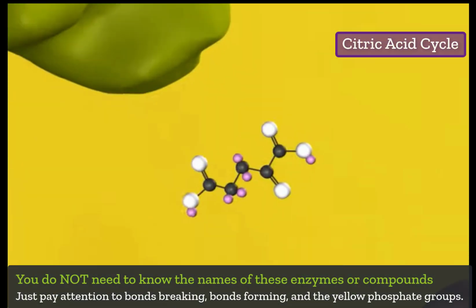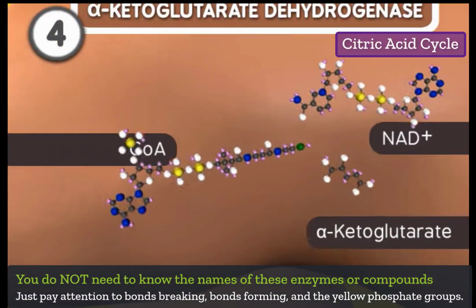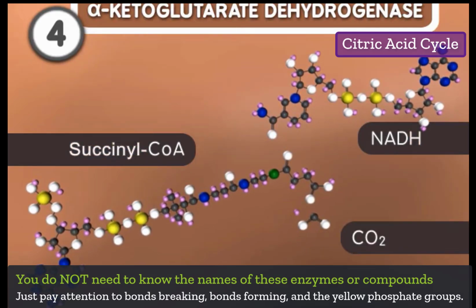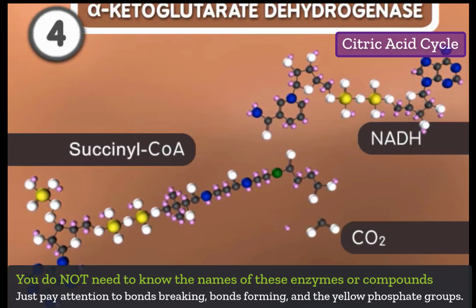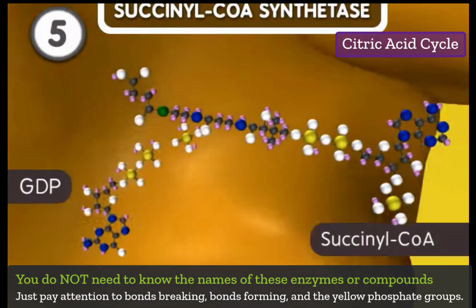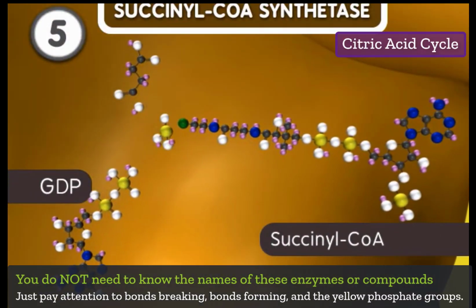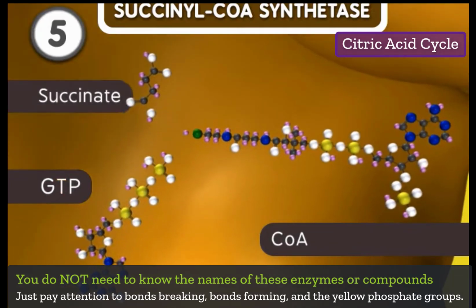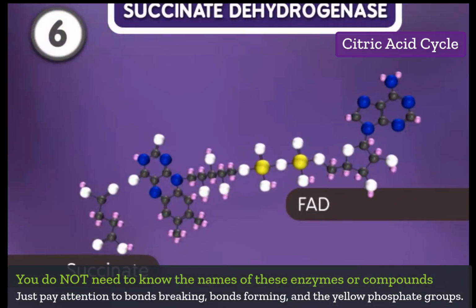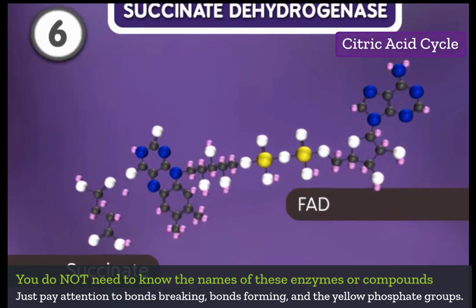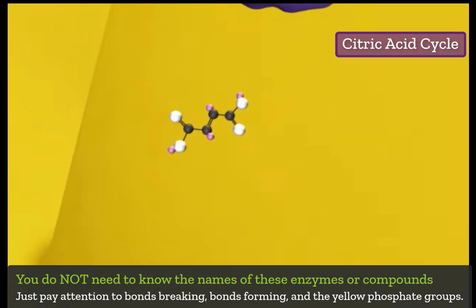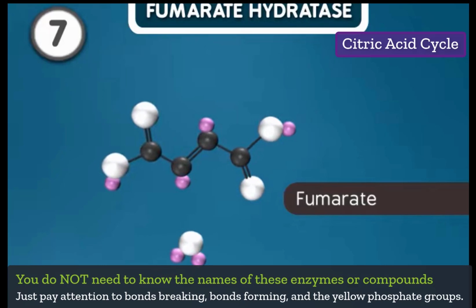In the fourth step, an enzyme called alpha-ketoglutarate dehydrogenase converts alpha-ketoglutarate into a 4-carbon succinyl-CoA. Similar to step 3, this reaction produces 1 carbon dioxide and 1 NADH. In step 5, a succinyl-CoA synthetase enzyme converts succinyl-CoA into succinate. This produces GTP, which is converted to ATP. In step 6, an enzyme called succinate dehydrogenase converts succinate into fumarate. This step makes 1 FADH2. In step 7, a fumarate hydratase enzyme then converts fumarate into malate.